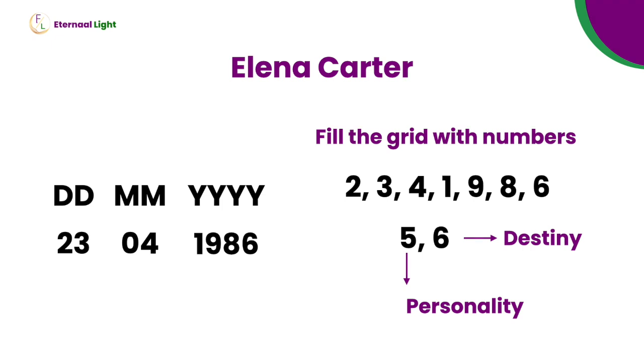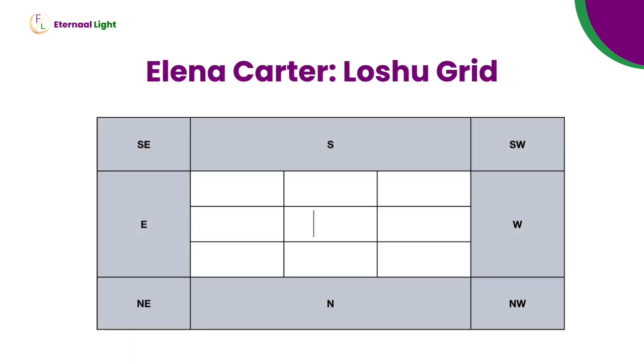Now, if you see, first we place the personality number, 5. We also mark the destiny number, 6. And then we fill in the rest of the numbers from the complete birth details. So this is the Loshu grid for Alina Carter. You are able to create your own Loshu grid now at this stage and you are ready to proceed further.